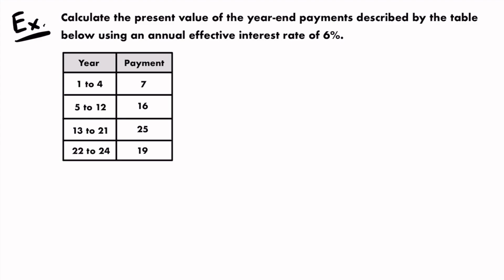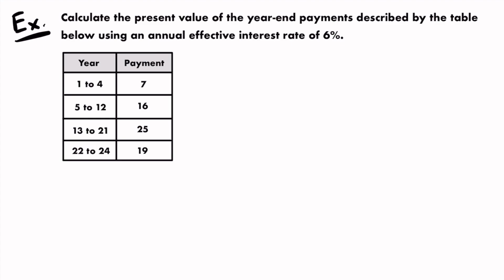But to stick to our specific case here for this example, we have a stream of payments where they are divided into blocks of level payments. From year 1 to year 4, we have payments of $7. From year 5 to year 12, we have payments of $16. From year 13 to 21, we have payments of $25. And from years 22 to 24, we have $19 payments.